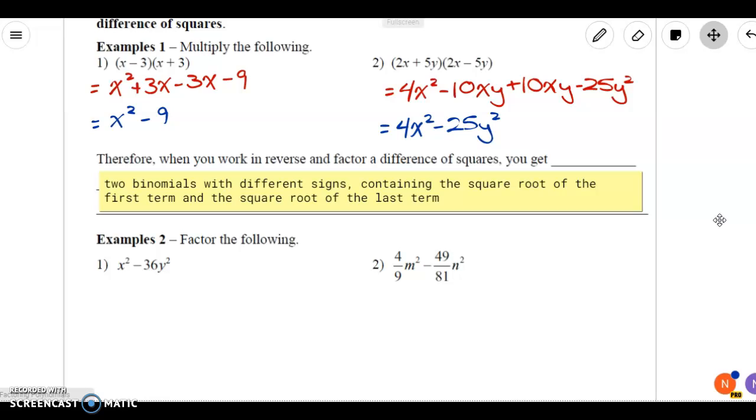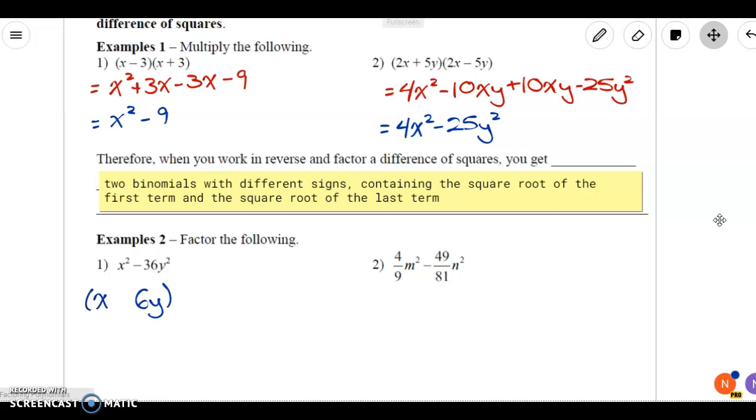So we can tell by looking at the first one, we have x squared minus 36y squared. X squared is a perfect square. 36y squared is a perfect square. And we're subtracting them, so we do have a difference. So it looks like a difference of squares. What we'd want to do is take the square root of our first term. The square root of x squared is just x. Take the square root of our second term. The square root of 36y squared is 6y.